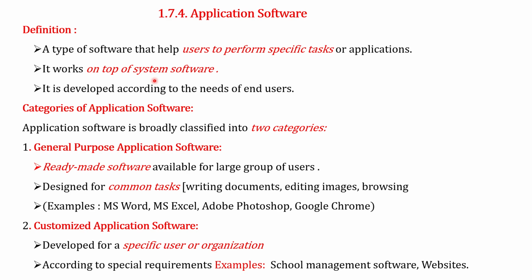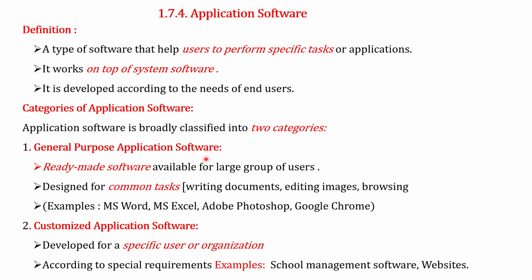System software controls and coordinates all the hardware components of the computer system, whereas the application software works on top of the system software. It is used by the users to perform specific tasks or applications, so it is developed according to the needs of the end users. Application software is broadly classified into two categories. The first one is the general purpose application software, and the next one is the customized application software.